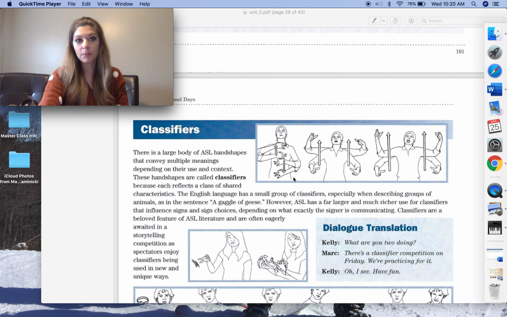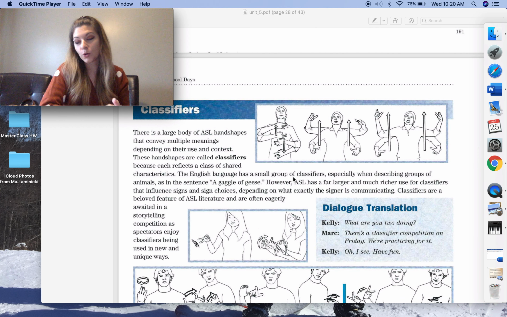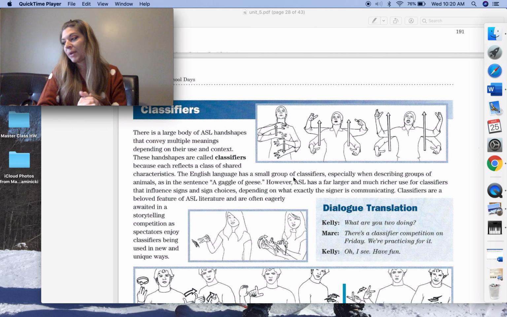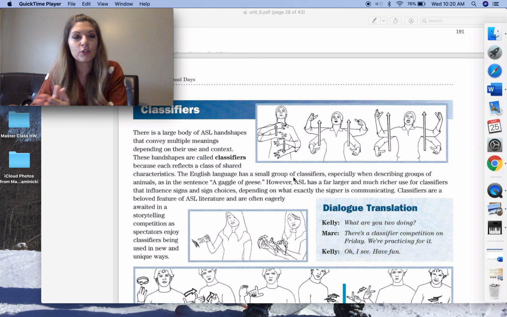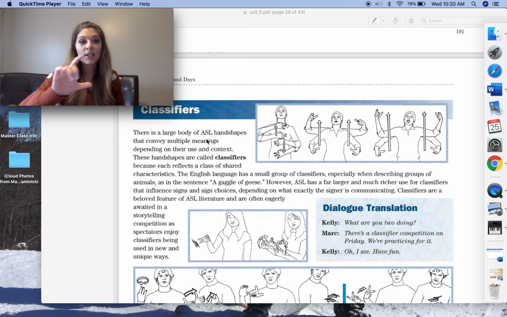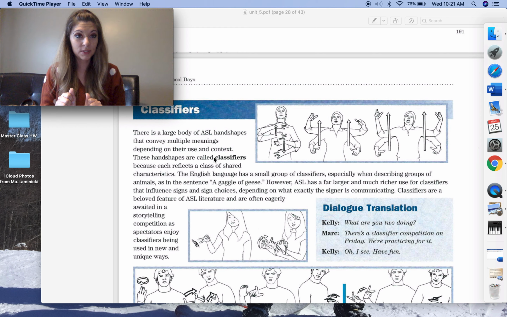So you guys need your books. I have it up here, but if you follow along on your own, that would be great. Page 192 and 193 for right now. Also, you're going to want those handouts that I emailed you. So basically, classifiers, right here, they are a large body of ASL hand shapes that convey multiple meanings depending on their use and context. So the main thing you need to realize here is that they are hand shapes.